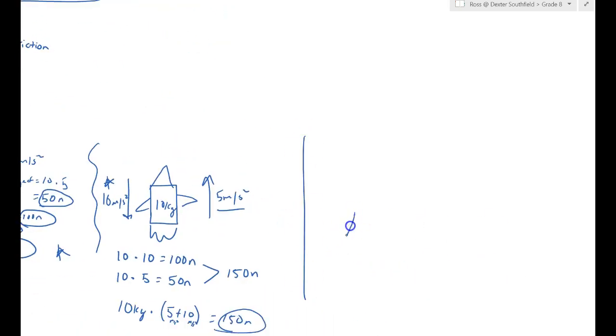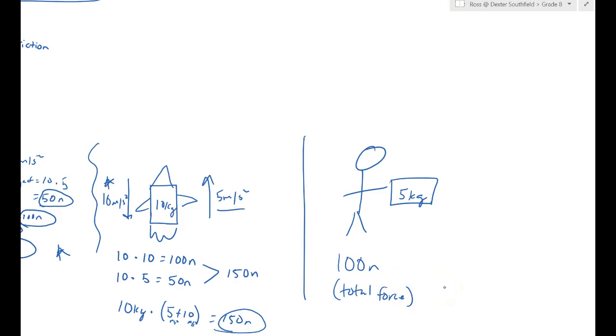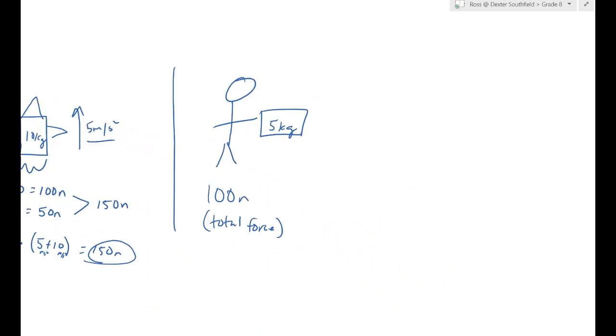Let's say that I have 100 newtons, and I'm going to throw this 5 kilogram box. How quickly will it accelerate with 100 newtons of net force? That's the total force that I have to throw this object. If I've got 100 newtons and I'm going to throw this 5 kilogram object, the first thing that I have to account for is the downward force of gravity. So we know that the downward force of gravity is going to equal 5 kilograms times 10 meters per second squared, 50 newtons of force of gravity.